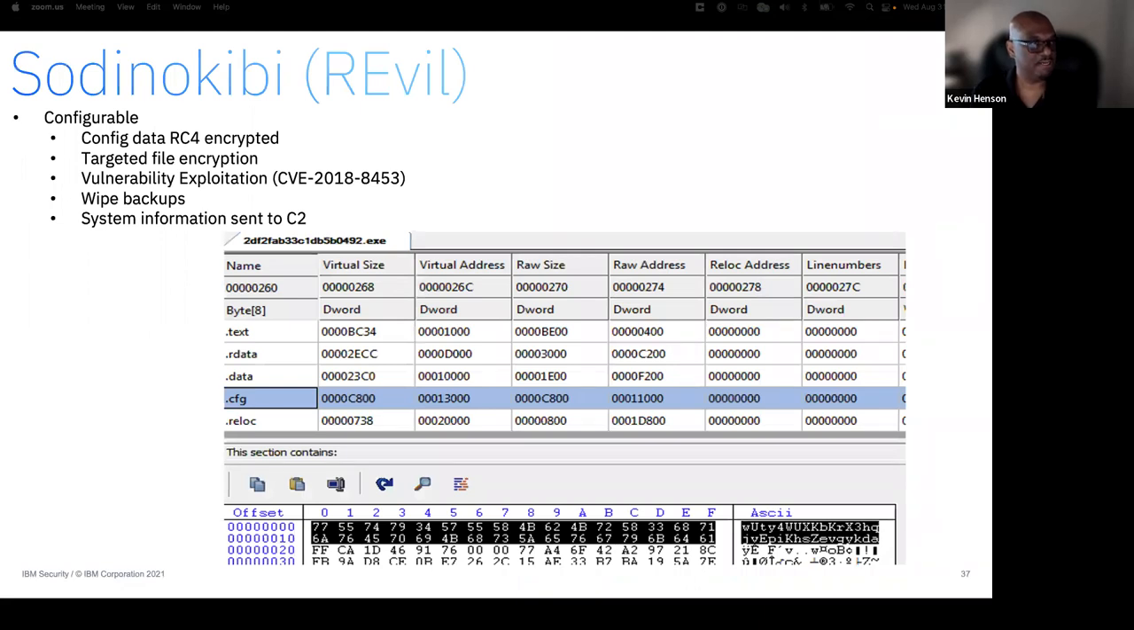I put this in here just to show you some of the features of Sodinokibi or Kiwi, and to show you what one of the tools that I use looks like. Sodinokibi or Kiwi uses what's called RC4 encryption. And you can use it to target specific files to encrypt.